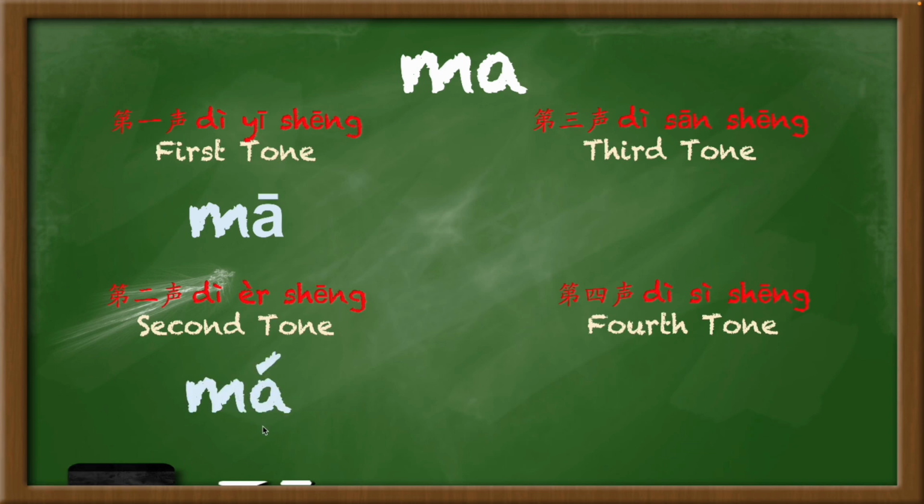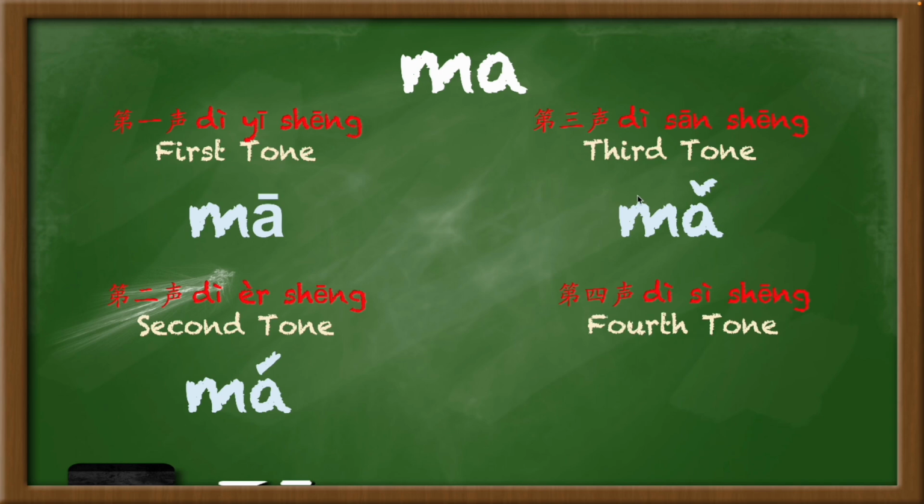Let's proceed with the second tone, or di er sheng. It sounds like ma, ma. I like the term di er sheng as the asking tone because it sounds very similar to when we're saying the words what, huh, where, who, ma, ma. I hope you got it.